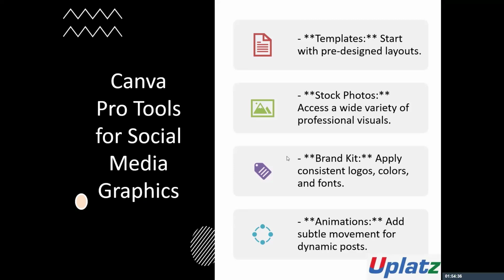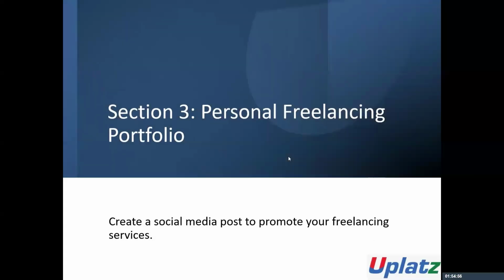So we can have the Canva Pro tools for social media graphics as well, where we have templates. We can start with pre-designed layouts. We have stock photos where we can access a wide variety of professional visuals. We have the brand kit where we can apply consistent logos, colors, fonts, and also we can play with animations where we add subtle movements for dynamic post as well.